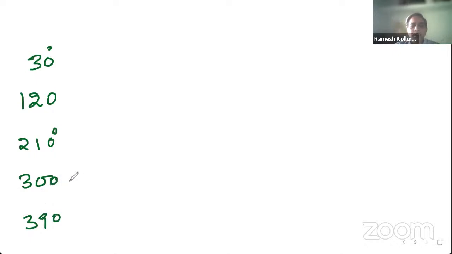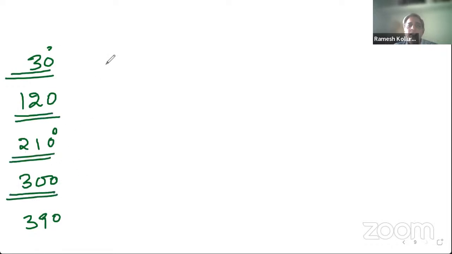So now we want to know whether the number is 30 degrees or 120 degrees or 210 degrees or 300 degrees. That means in the first quadrant, second quadrant, third quadrant, or fourth quadrant. Correct?